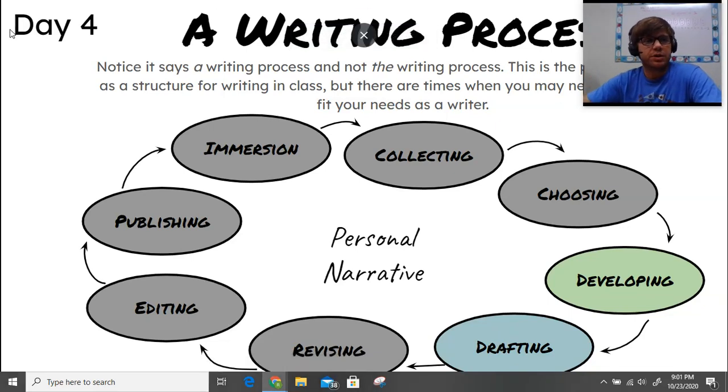And you'll notice up here in the corner it says day 4. And you're like, what? This is weird. Well, because last week, remember, we did 3 days. Last week, we did the immersion stage. We collected ideas, we chose an idea, and we even started developing.